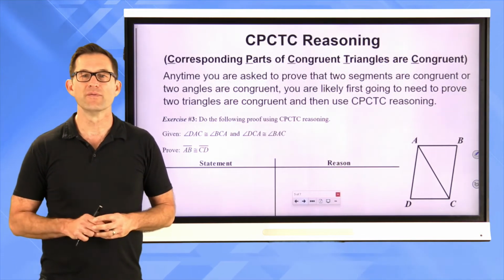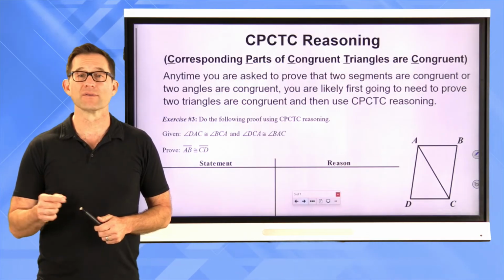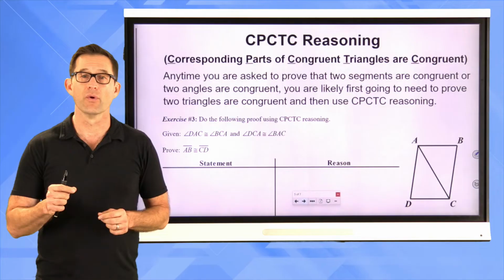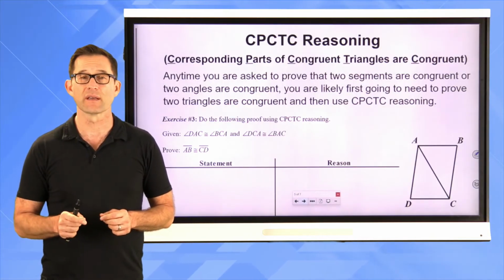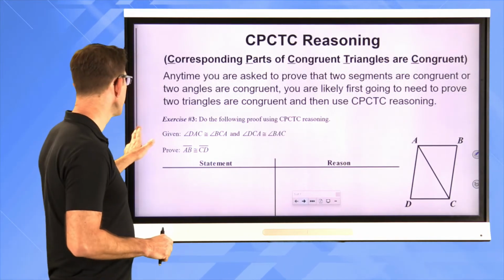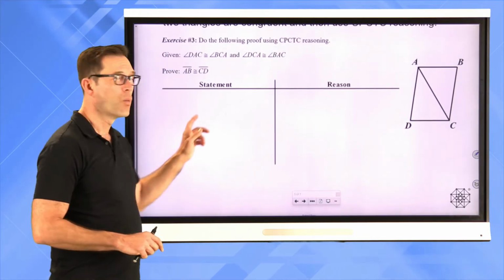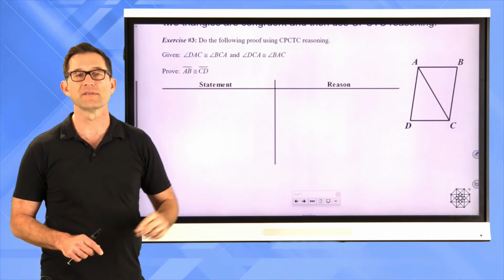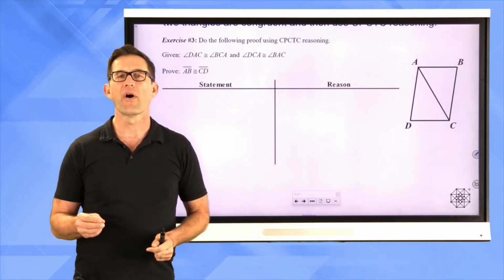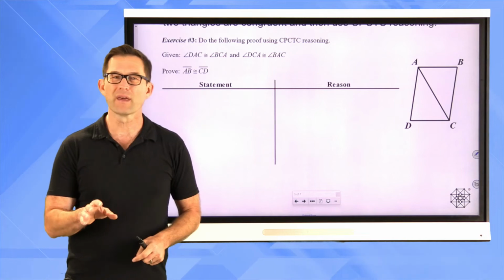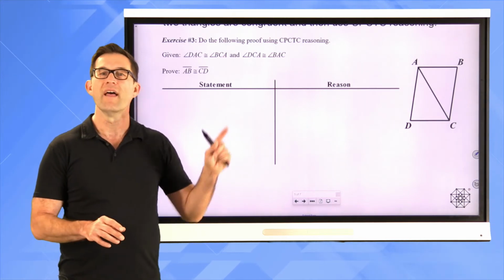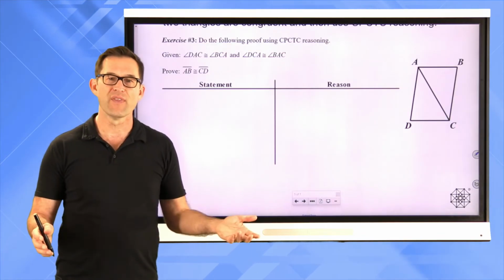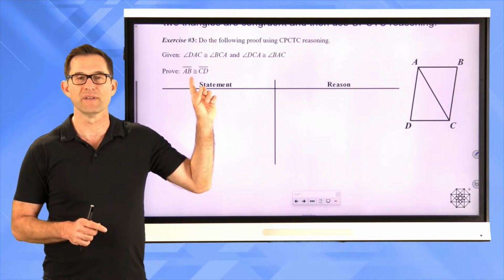Anytime you're asked to prove 2 segments are congruent or 2 angles are congruent, you are likely first going to need to prove that 2 triangles are congruent and then use CPCTC reasoning. So in something like exercise number 3, where the final statement is prove that segment AB is congruent to segment CD, your first real thought should be, oh, I'm probably going to have to prove 2 triangles are congruent that have AB and CD as corresponding sides, and then I'll make that conclusion based on CPCTC.